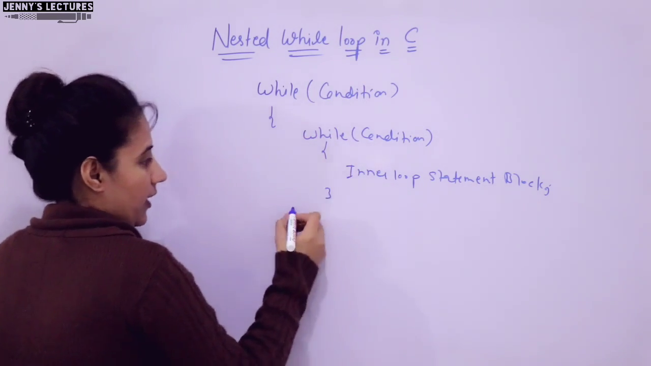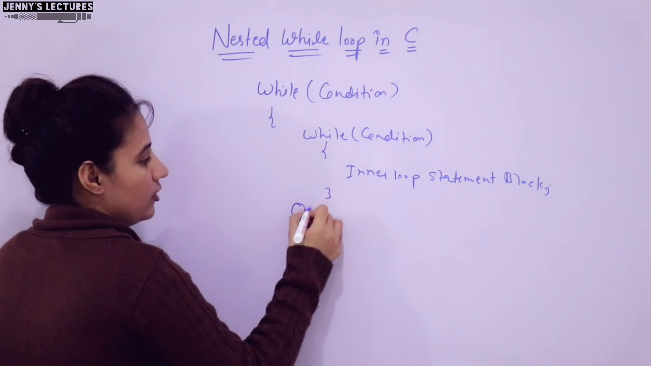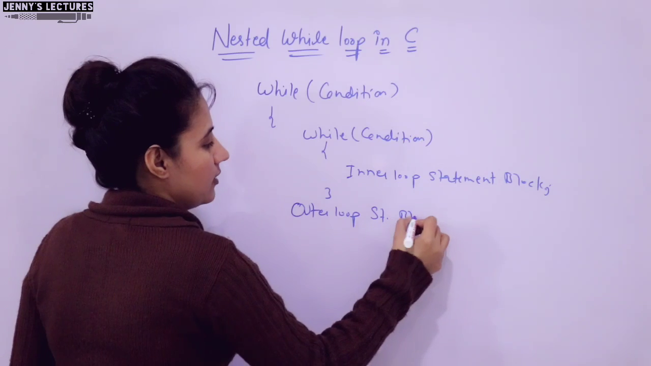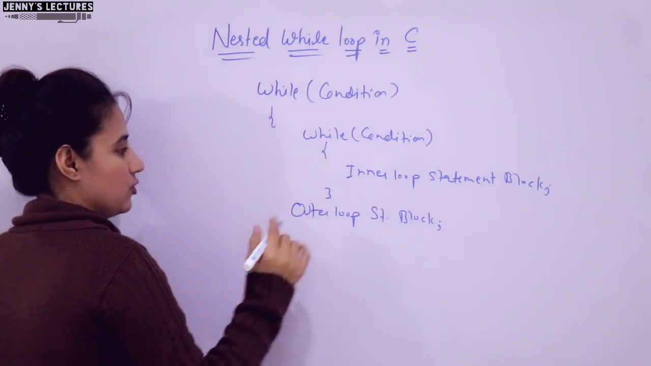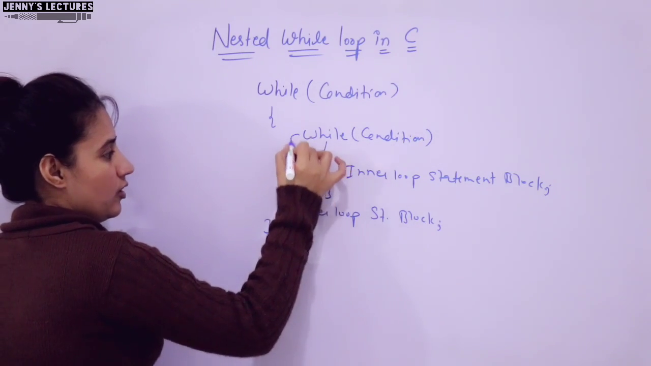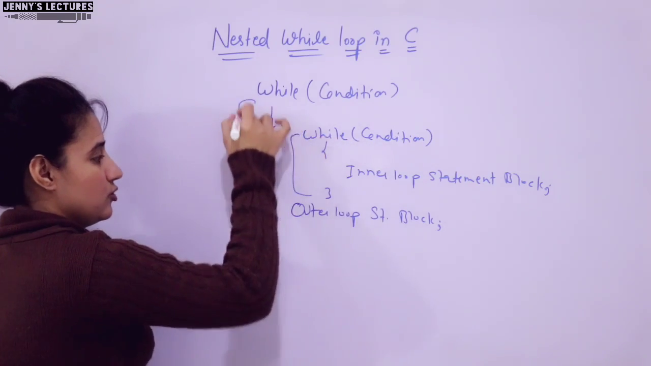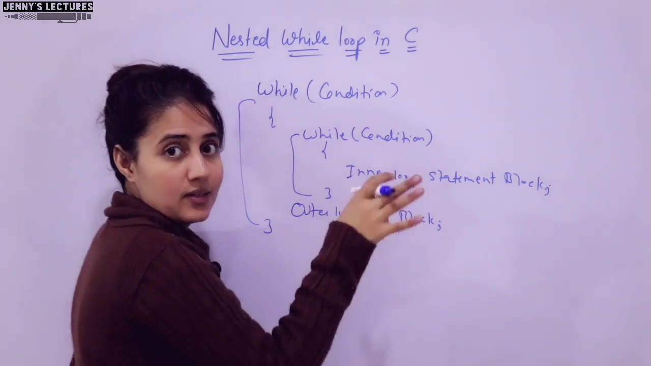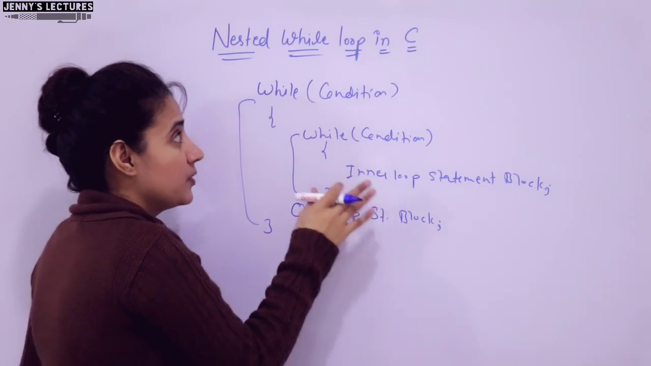Now see, after this inner while loop, here you can write the outer loop statement block. Here we write some set of statements and that's it. So this is the inner loop, and this is your outer loop.